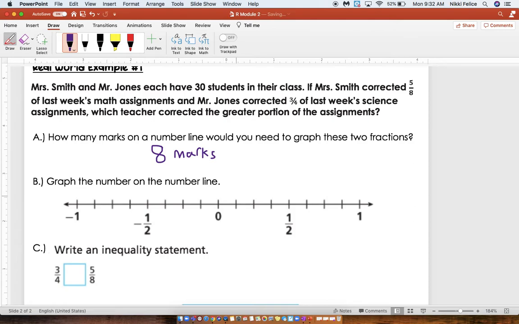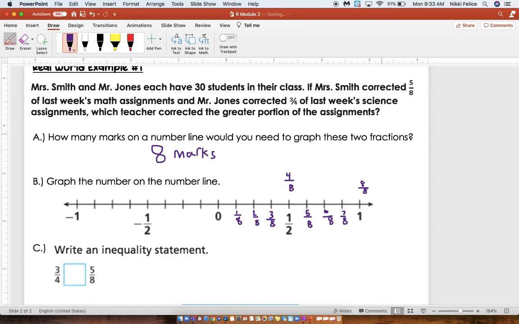If I start at 0, I can count 1/8 would be here, 2/8, 3/8. Now then it says 1/2, but that's because 4/8 and 1/2 are the same number. They are equivalent to each other. Then we have 5/8, 6/8, 7/8, and then 1 is the same thing as 8/8. So my number line is divided for us already.